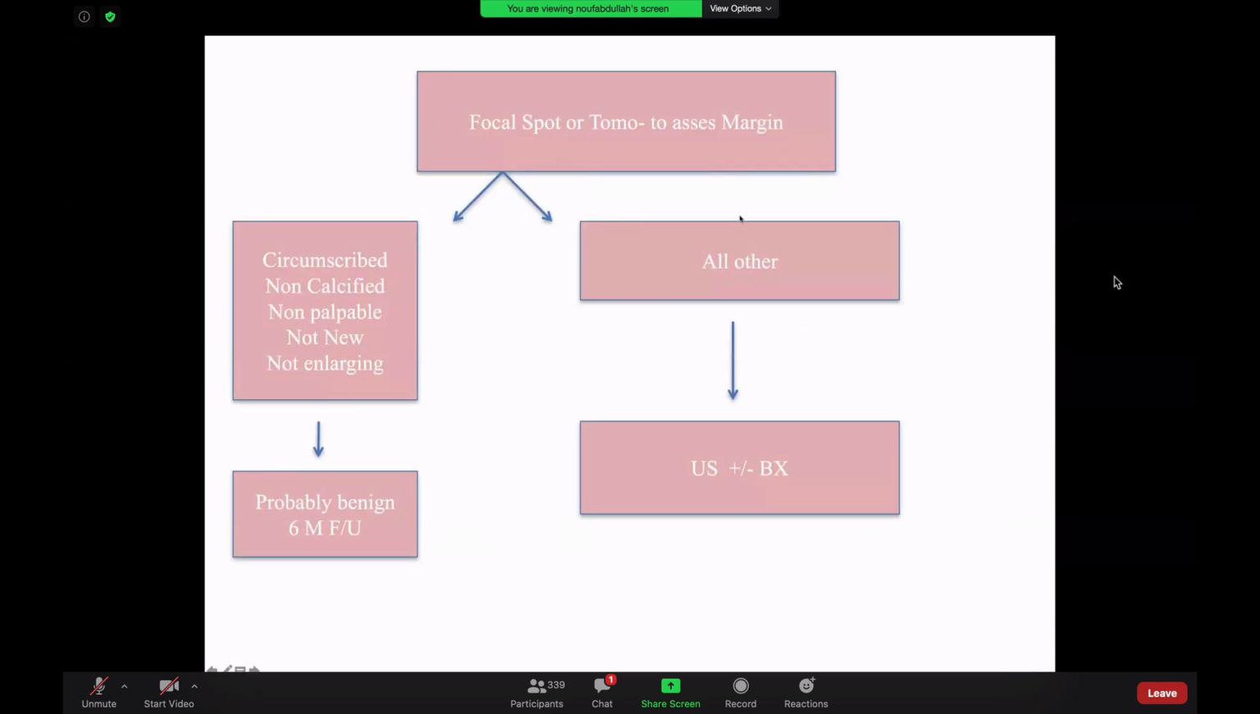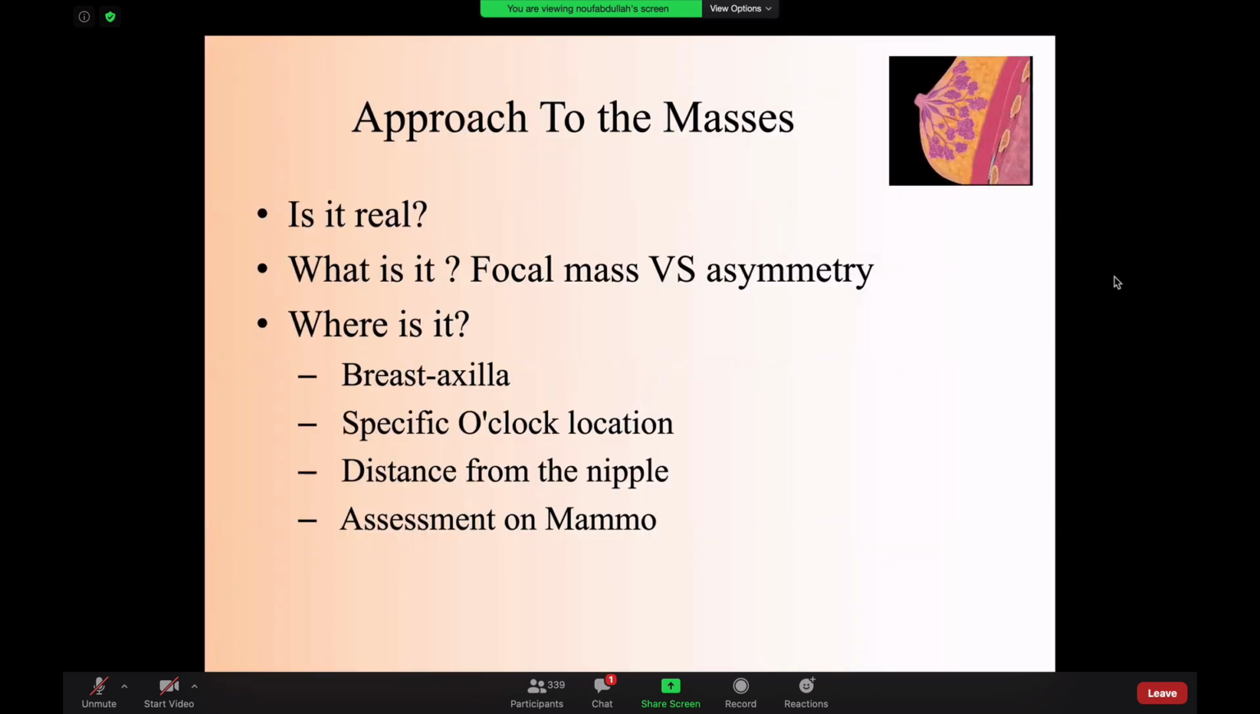So from the mammogram, if you did focal spot or tomosynthesis, as we said before, the margin of the lesion and the shape of the lesion and the other findings that we're going to discuss might help you to characterize that lesion, and then you will need to do the ultrasound.